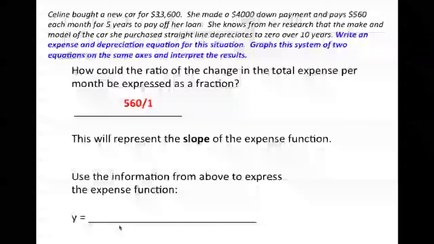So we have enough information right now to actually write the expense equation. And that expense equation is going to use that slope and the initial amount of her investment. The expense equation is 560x, slope, plus the initial amount of $4,000. Jot that down someplace.